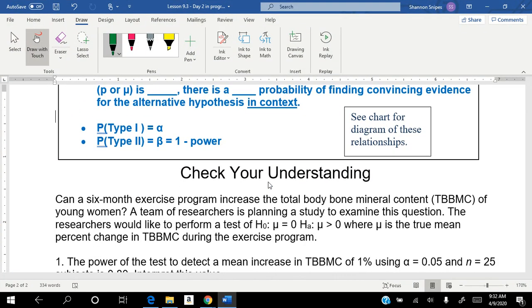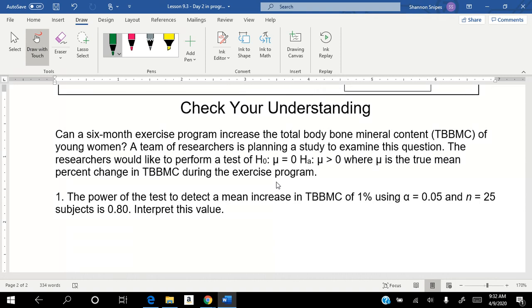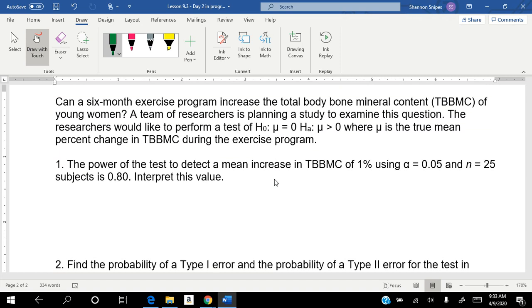So let's show you a problem kind of wrapping everything up. Can a 6-month exercise program increase the total body bone mineral content of young women? A team of researchers is planning a study to examine this question. The researchers would like to perform a test of null hypothesis mu is equal to 0, alternative mu is greater than 0, where mu is the true mean percent change in TBBMC during the exercise program. The power of the test to detect a mean increase in TBBMC of 1% using alpha equals 0.05 and n equals 25 subjects is 0.80.